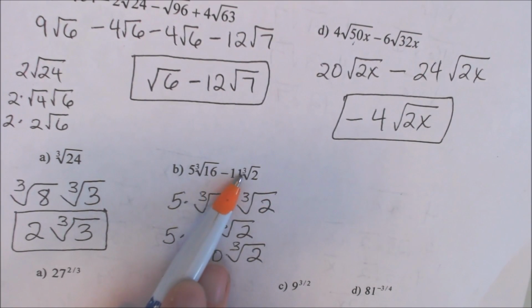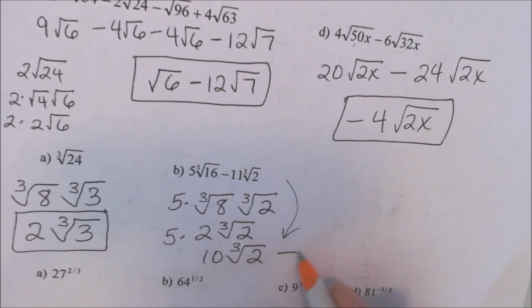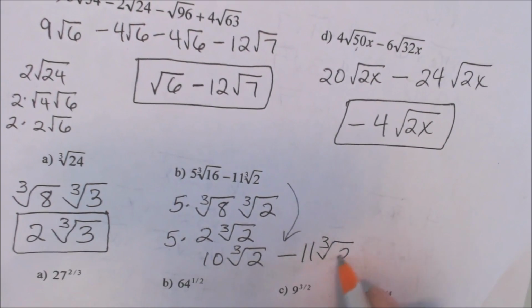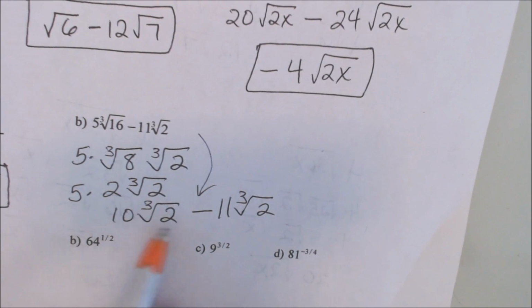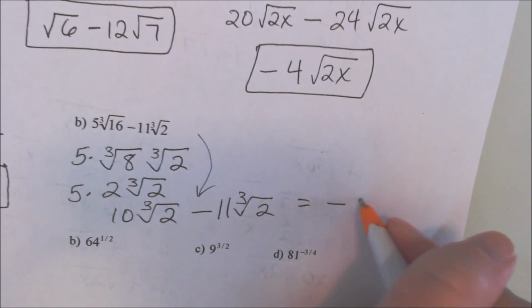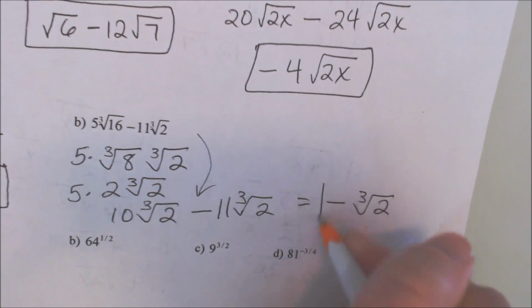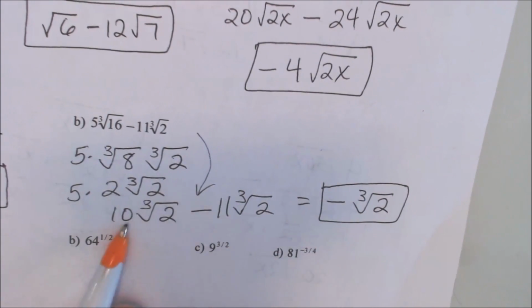Now the other term, we had 11 times the cube root of 2. Cube root of 2 does not break down. 2 is a prime number. So I'm just going to bring that down. So we have minus 11 times the cube root of 2. Now those are like terms, so we can combine 10 minus 11, and we get negative 1 times the cube root of 2 as our final answer. I left the 1 out because it's just a 1, but there's a negative because it's 10 minus 11.